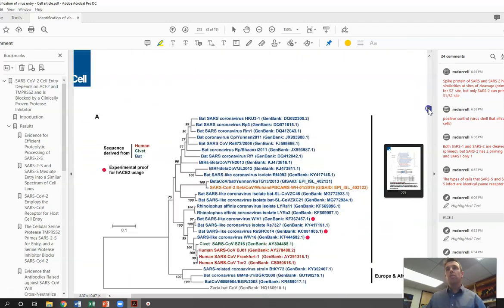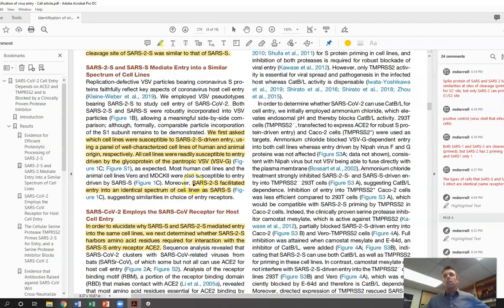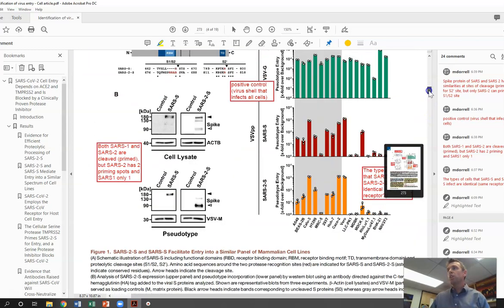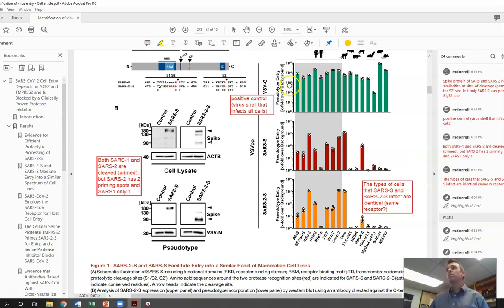So where did I see that? All right. So all cell lines were readily susceptible to entry driven by the glycoprotein of the pantropic VSV. So pantropic, you might have to look that up, but pantropic basically means that this is something that has a tropic nature to everything. It can infect everything, pantropic. So as expected. Basically they're using that as their positive control, just to make sure that everything's working right. And indeed, every cell line is infected by this virus at pretty high levels.